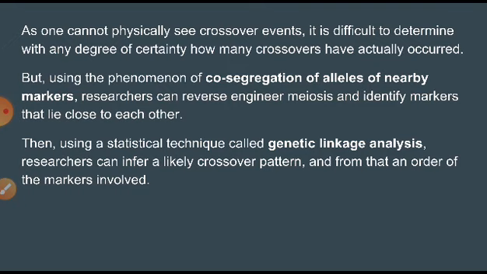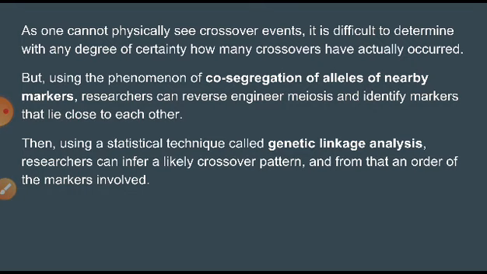As one cannot physically see crossing over events, it is difficult to determine with any degree of certainty how many crossovers have actually occurred. But using the phenomenon of co-segregation of alleles of nearby markers, researchers can reverse engineer meiosis and identify markers that lie close to each other. Very complex process here. Because you cannot see how many crossovers happen, they do the reverse engineering, and by that they can find out.